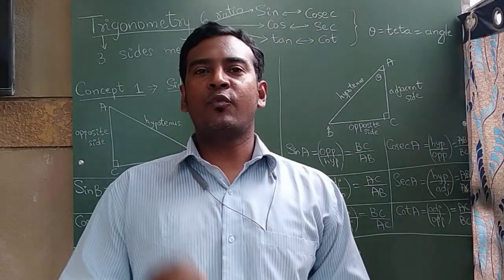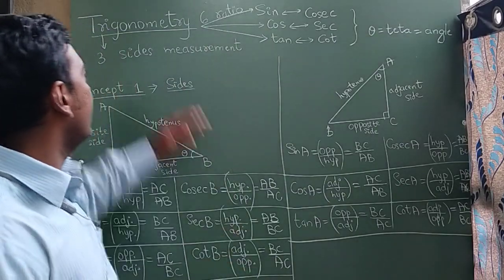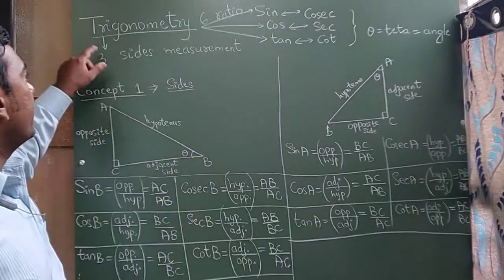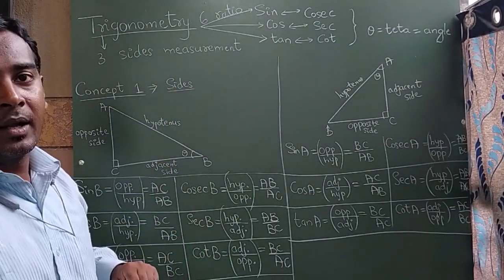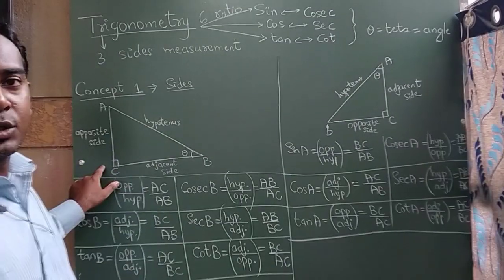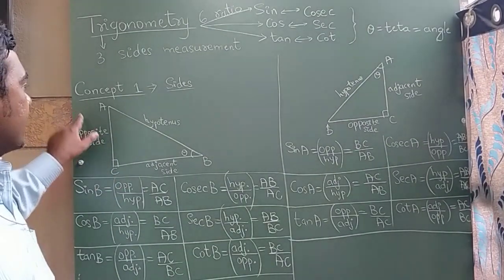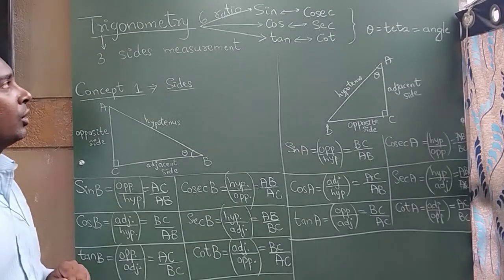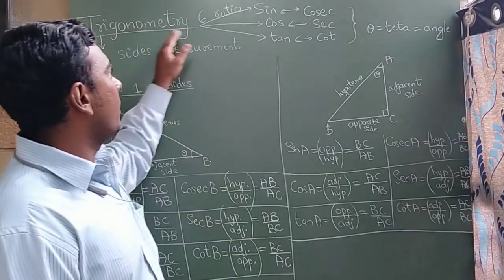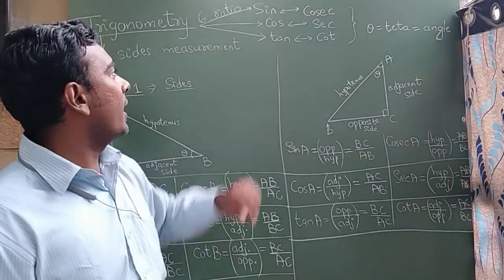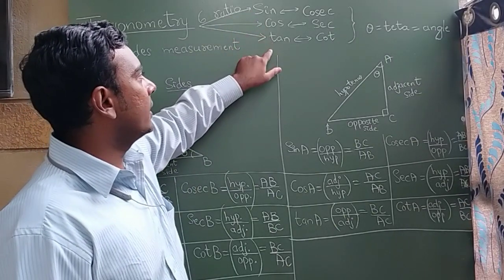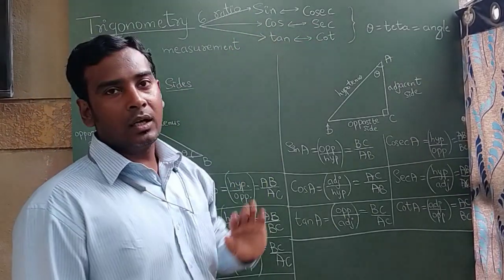Today I am going to teach a very important chapter, that is trigonometry. Now what is trigonometry? It is a three sides measurement. But remember, one angle should be 90 degrees. So let us consider a triangle. Before that, in trigonometry there are 6 ratios and their names are sine, cos, tan, cosec, sec and cot.